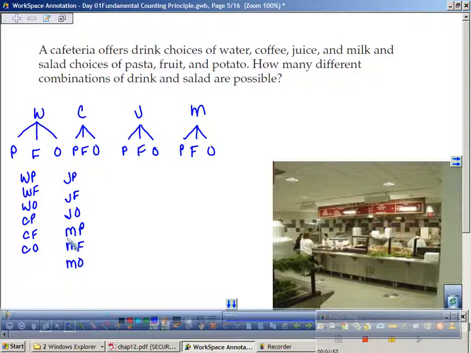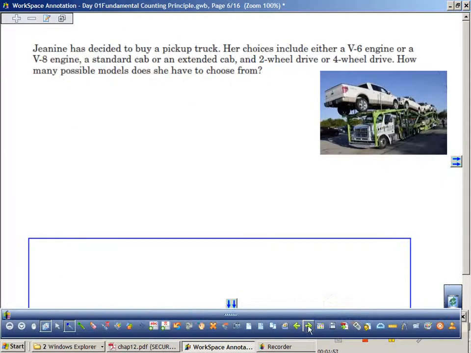12 different ways. But there's something called the fundamental counting principle that says I can write it out like this. I've got 4 different choices times 3 different choices, so 4 different drink choices, and 3 different sides. 4 different drinks, 3 different sides equals 12 total outcomes. So it's pretty simple. Much easier than drawing yourself a tree diagram and counting them all up.